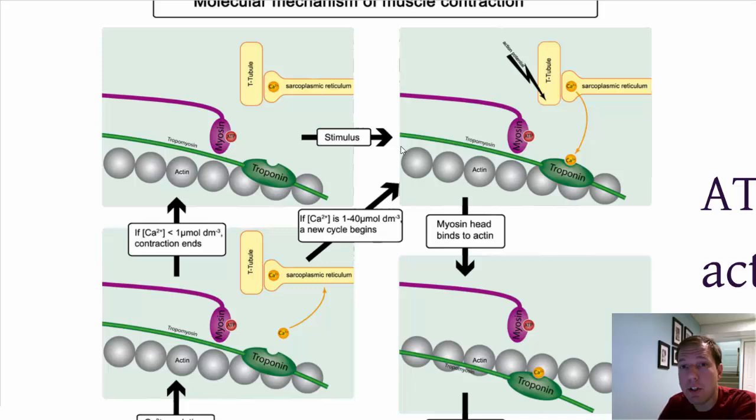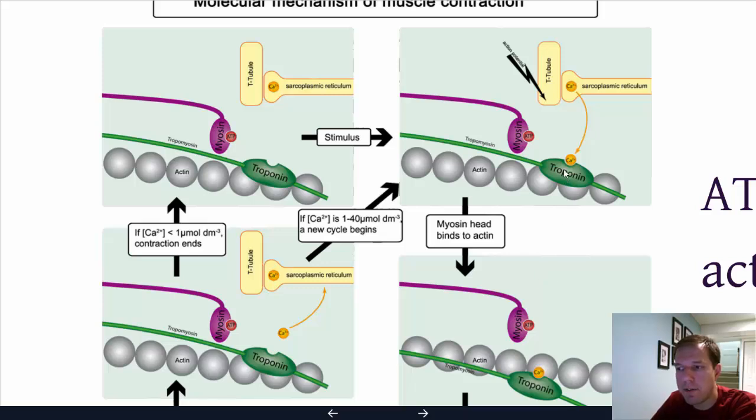I will use this image to walk through this process. It starts with a stimulus, which is going to come from the nervous system. When that stimulus comes, calcium ions are going to be released. As they are released, they're going to bind to a gatekeeper protein called troponin. When calcium binds to it, troponin is going to slide and move out of the way. As you can see from the second to third picture here, troponin, which was on top, now moves to the bottom of the actin filament.